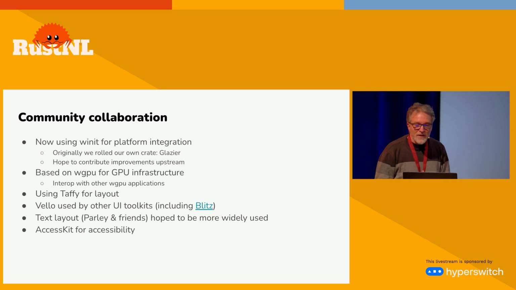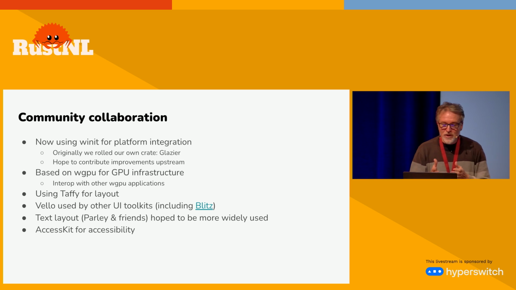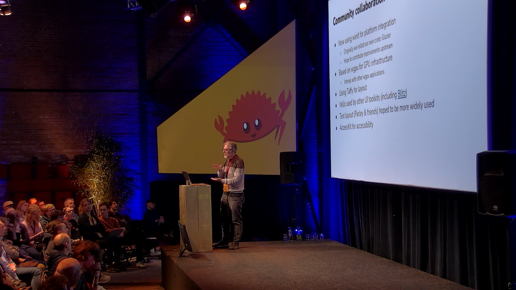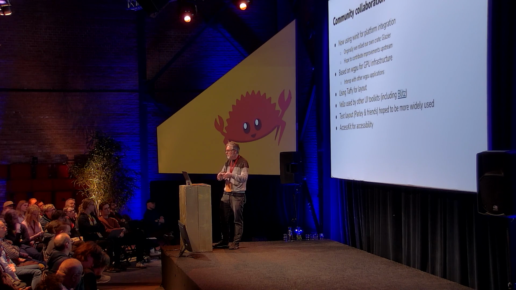We also made a decision about 1.5 years ago to switch all of our GPU infrastructure, instead of doing that ourselves, to use wgpu. And I think that decision is really paying off in a big way, because we are able to interop with other applications, and there's really amazing work. You've all seen the Bevy stuff. There's a lot of applications that people are building on top of wgpu. There's AI and machine learning stuff that's using the compute capabilities of wgpu.